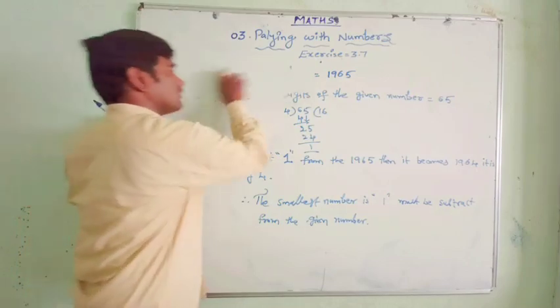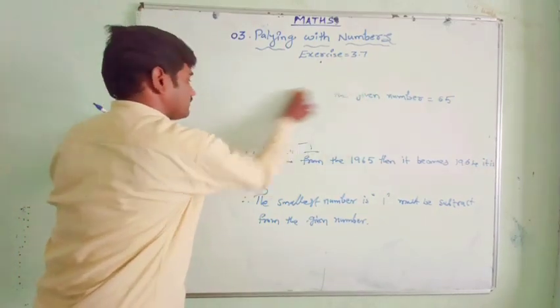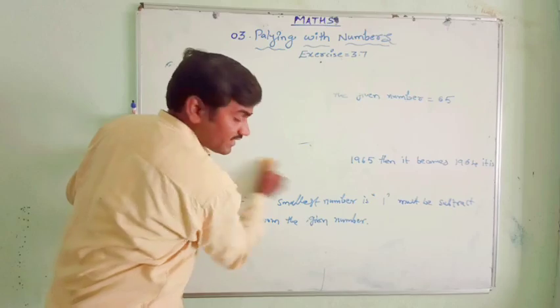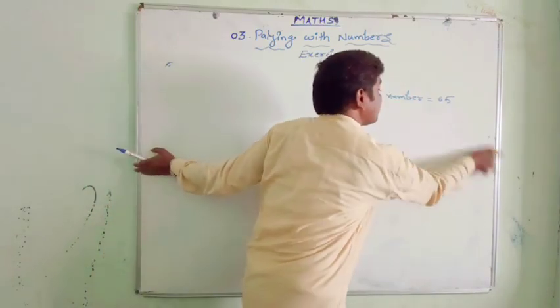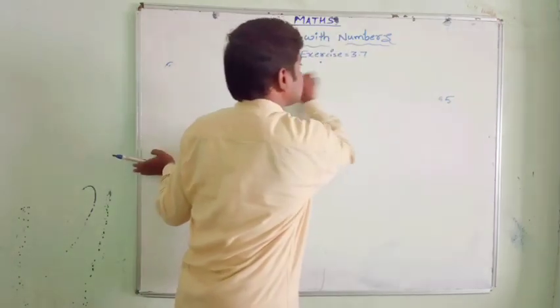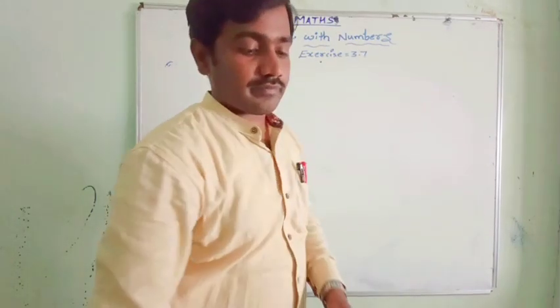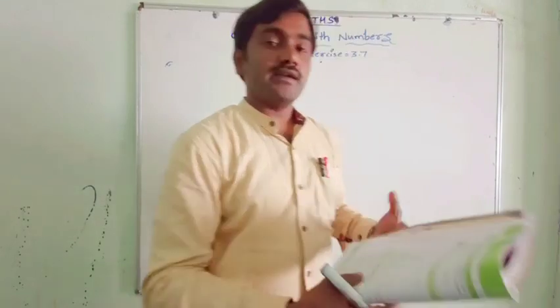So let us see again. In total there are 9 problems. 6 problems we have completed. 3 more problems are left. Let us complete those 3 more problems also. Here is the 7th one.